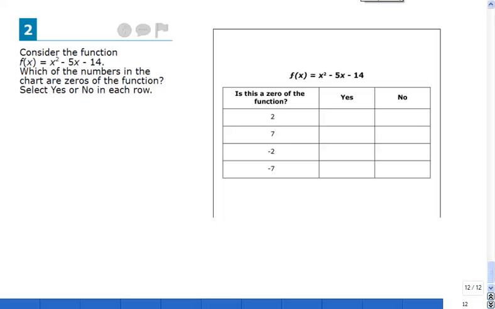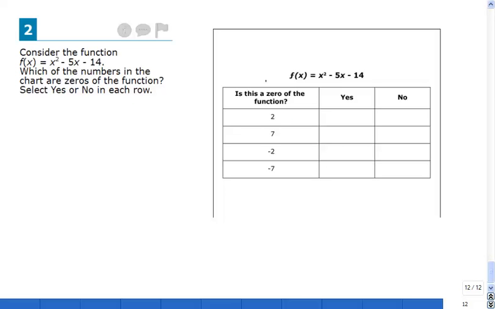Nevada Virtual Academy, we have another problem to solve for the proficiency exam or for the SAT. As you notice, there are no options in here, so you definitely have to figure out a way and steps to solve it. Consider the function f of x equals x squared minus 5x minus 14. Which of the numbers in the chart are zeros of the function? Select yes or no in each row.